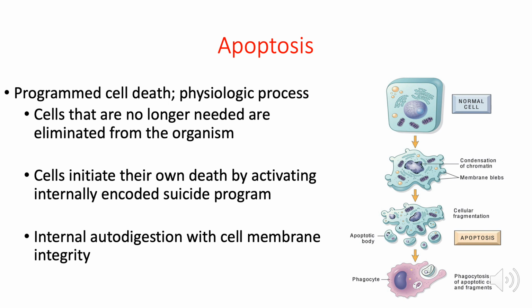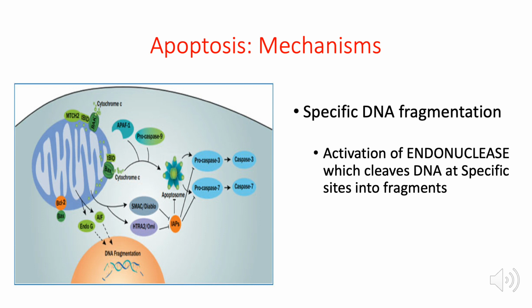Now, in apoptosis, there is internal autodigestion, but the cell membrane of the cell remains intact. That's why you expect that the cells in apoptosis will never swell and burst. So these are the features of apoptosis.